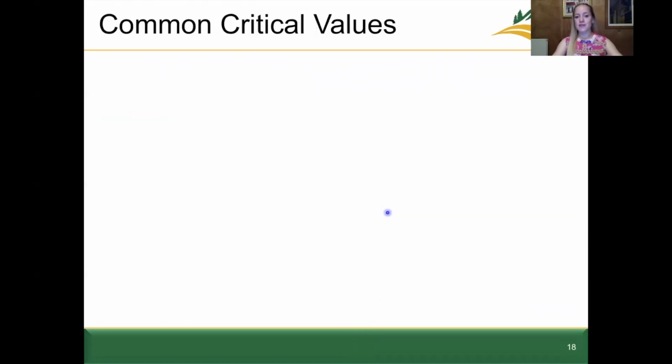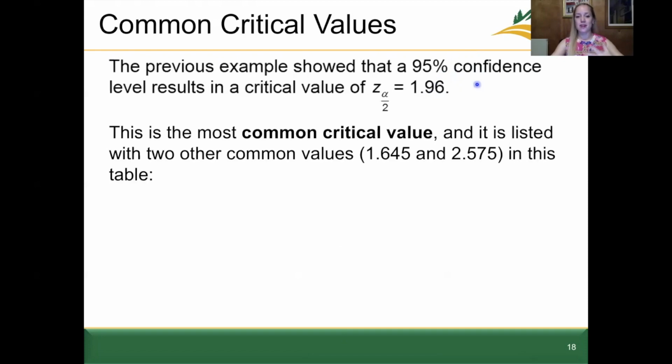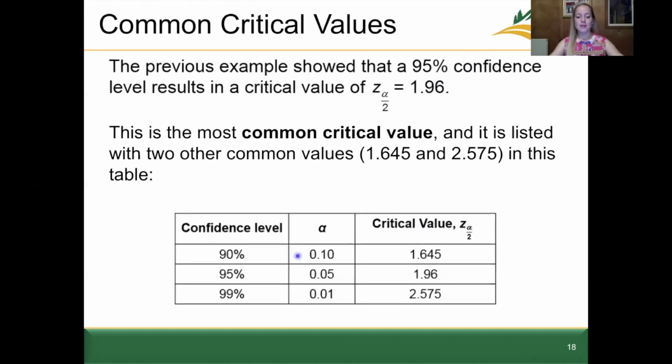Now, we don't have to do this every time necessarily if we're using a common critical value. So in the previous example, we saw that a 95% confidence level results in a critical value of z subscript alpha over 2 of 1.96. Given that a 95% confidence level is the most common, then we can also think of these other common critical values. So looking at this table, we have a confidence level of 95 that corresponds to an alpha value of 0.05. That corresponds to a critical value of 1.96. We just determined that, we just proved that.